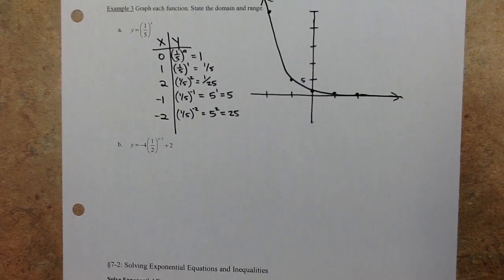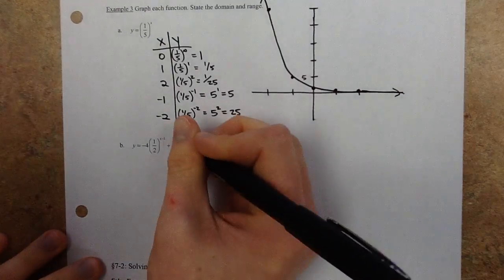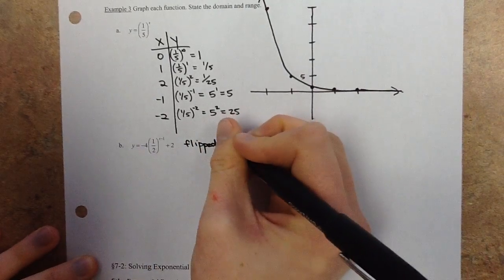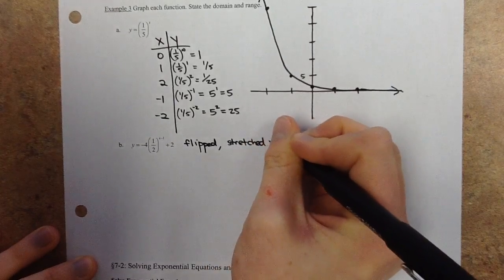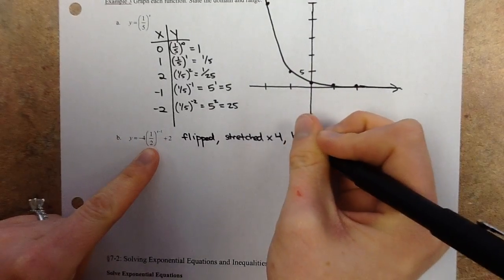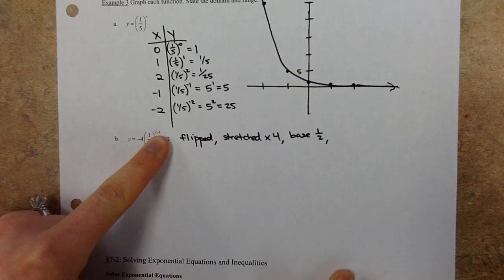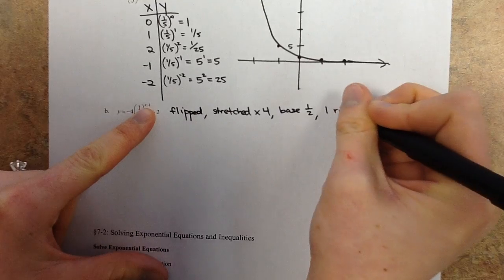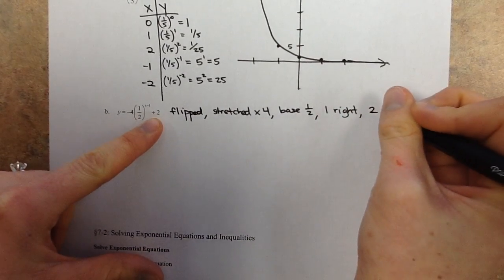Okay, let's look at one last example right here. So let's talk about all of these pieces. This -4 out front. The negative means it's going to get flipped. The 4 means it's going to be stretched out times a factor of 4. So it's a vertical stretch. The base is 1/2. X minus 1, remember x lies. So the -1 means we're moving 1 unit to the right. Okay, and then the +2 out here means we are moving 2 units up.